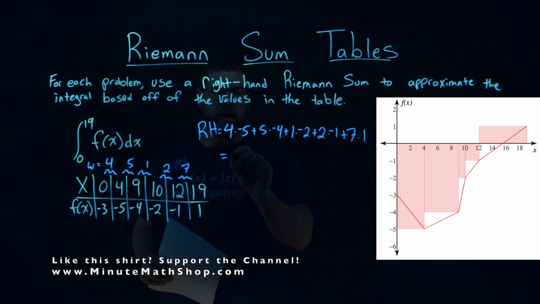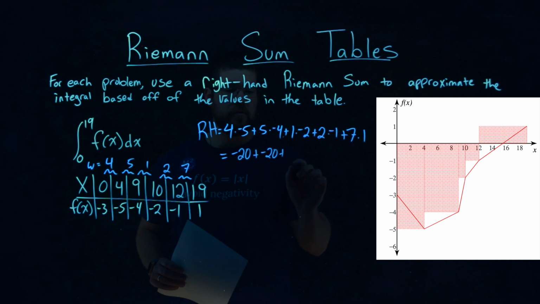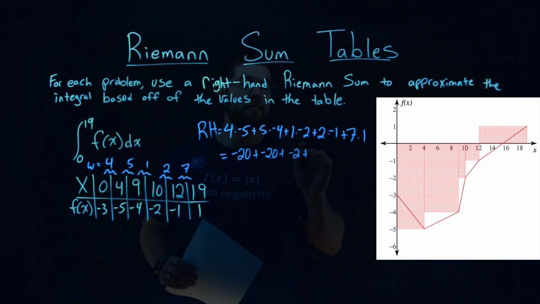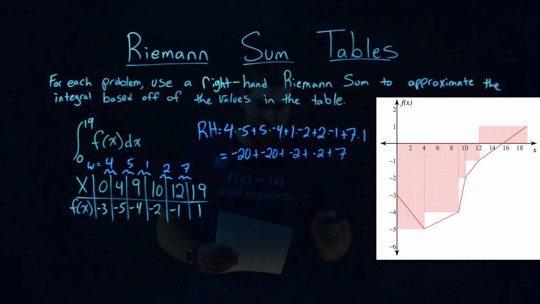4 times negative 5 is a negative 20. 5 times negative 4 is also a negative 20. 1 times negative 2, negative 2. 2 times negative 1, a negative 2 again. And 7 times 1 is a 7.